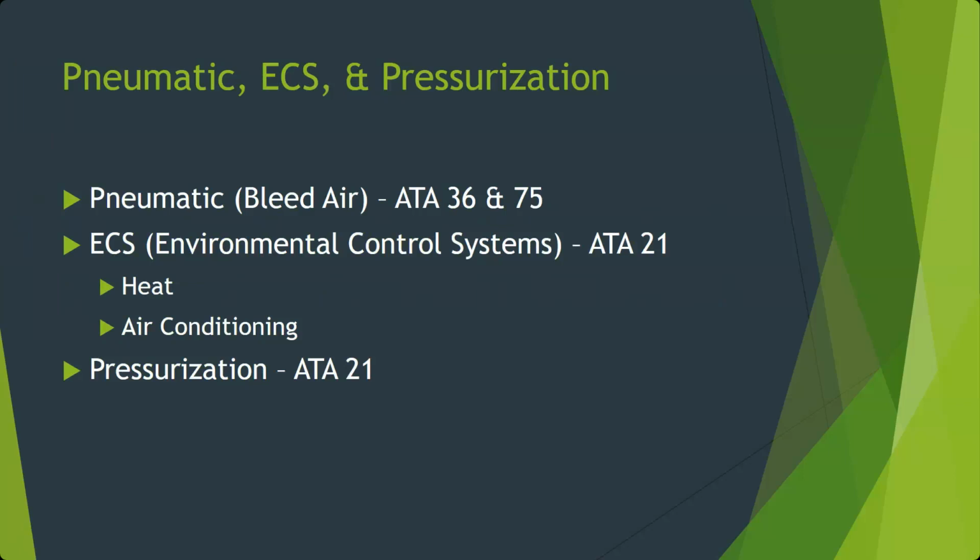Environmental control, ATA 21, is our heating and air conditioning. We just call it environmental control systems because in a transport aircraft, we really don't have a separate heat and air conditioning system. We don't have a vapor cycle air conditioner and a fuel fired heater like we do in a GA aircraft, but rather we take bleed air and make it hot and cold using a system of valves, expansion turbines, compressors, and heat exchangers.